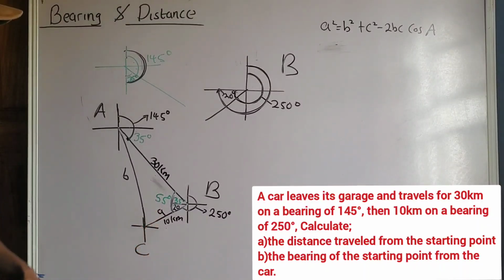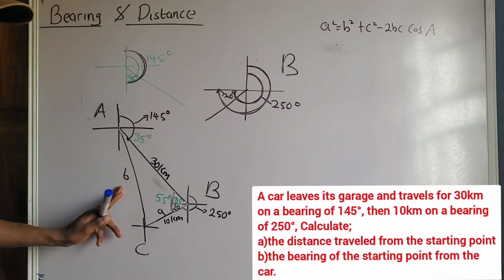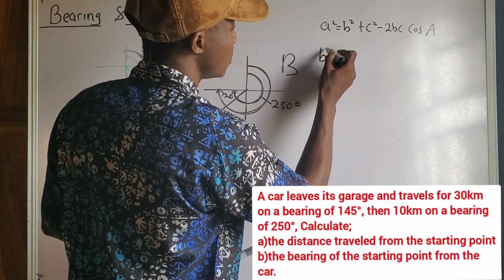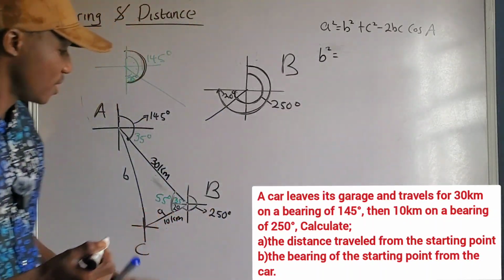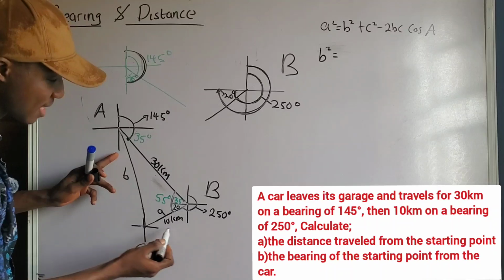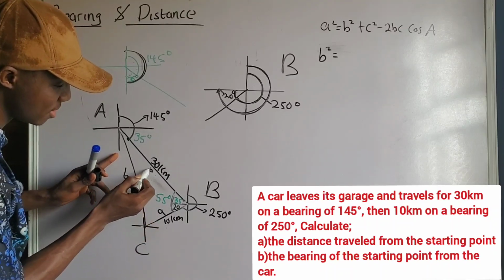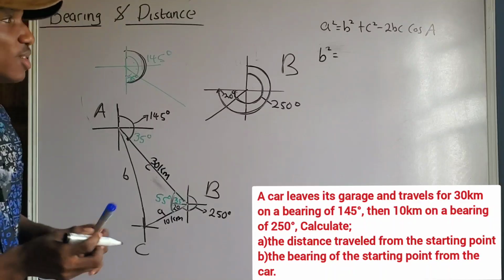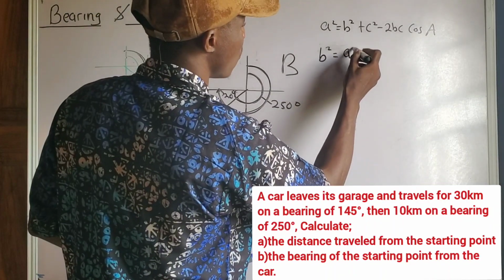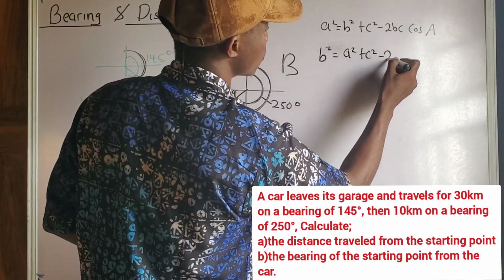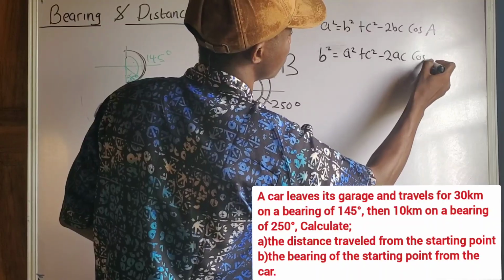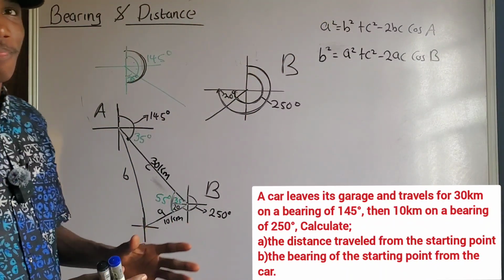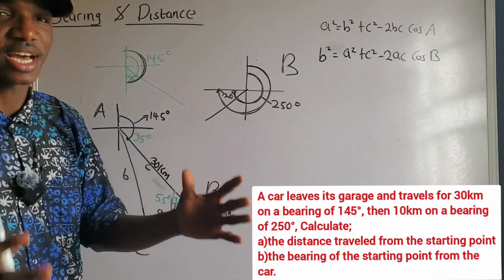Do you get it? So with respect to the diagram, we are looking for b now. So the formula is going to change. I'm going to have b squared equals a squared. Don't forget that this side is a and this side is small letter b. Oh, this side is small letter c. Do you understand? This side is small letter c. So b squared equals a squared plus c squared minus 2ac cos big letter B. Do you understand? So that's it. The formula changes with respect to the side that you are looking for.